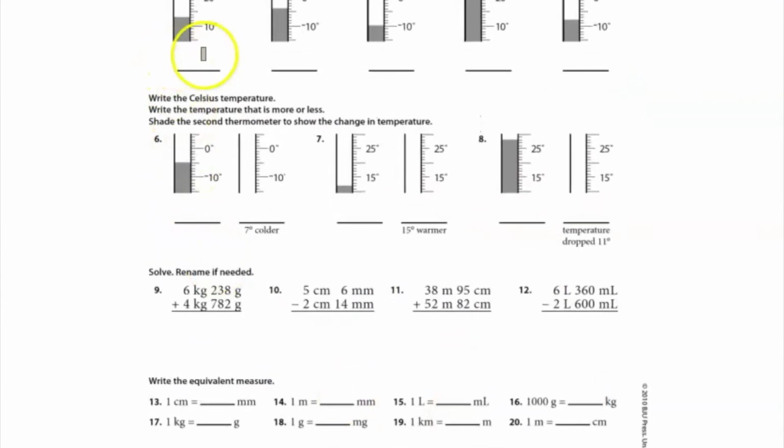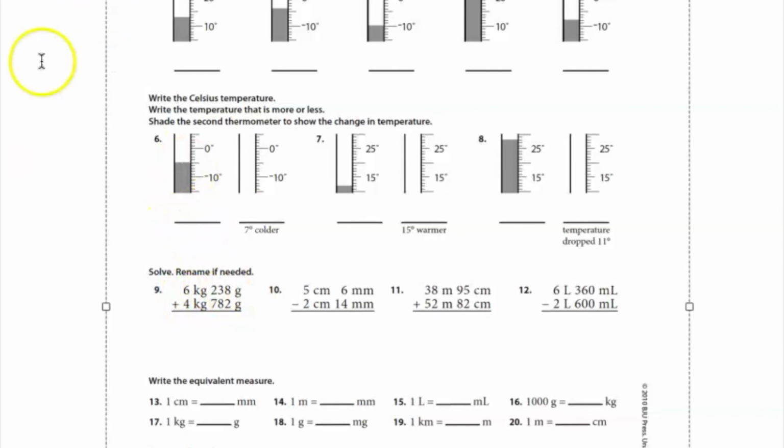So for number 1 through 5, you just need to read the thermometer and then write down in degrees Celsius. Celsius is C in degree Celsius. And for number 6 to 8, you are going to read the thermometer first, and you're going to read the description here. So let's look at this one first. Number 6. Let's do number 6 together.